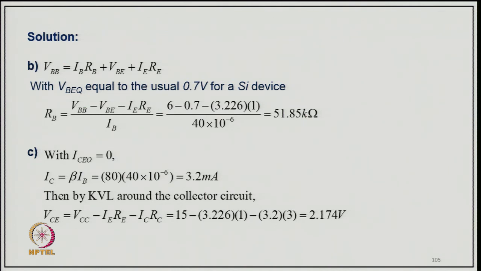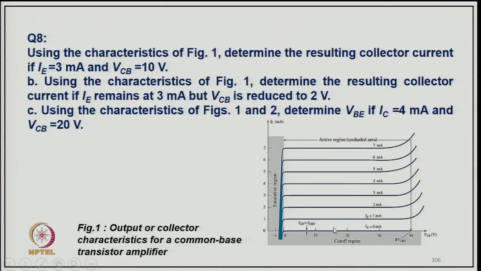For the B part, VBB equals IB RB plus VBE plus IE RE. With VBE equal to the usual 0.7 volt for a silicon diode, RB comes VBB minus VBE minus IE RE divided by IB; putting the value, it comes 51.85 kilo ohm. With ICO equal to 0, IC equals beta IB; putting the value, it comes 3.2 milliampere. Then by using KVL from the collector, VC equals VCC minus IE RE minus IC RC, and putting the value it comes 2.174 volt.